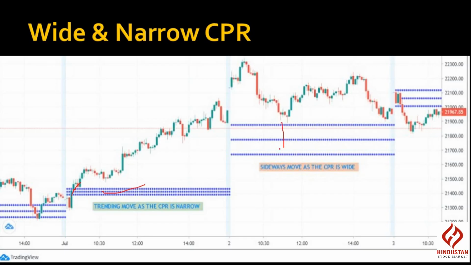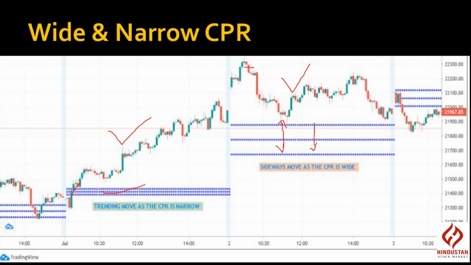See, this is a wide CPR and the market stays sideways. Since it is a narrow CPR, the market is in a trending day, right? So this is all about CPR. So the things that you should remember with respect to CPR: when there is a wide CPR, then this wide CPR works as a strong support and resistance.